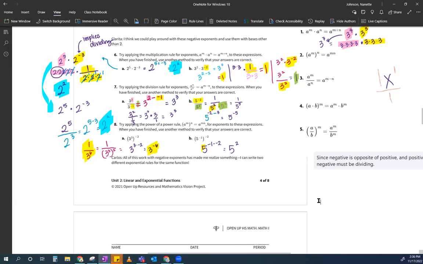So here, this is what Carlos is talking about right here. 1/5 to the 5th, and 5 to the negative 5th. These 2, 3 to the negative 6 is equal to what? Yeah, 1 over 3 to the 6th. What about this one? 1 over 5 to the 5th equals 5 to the negative 5th. Are there any more? I think that's it.